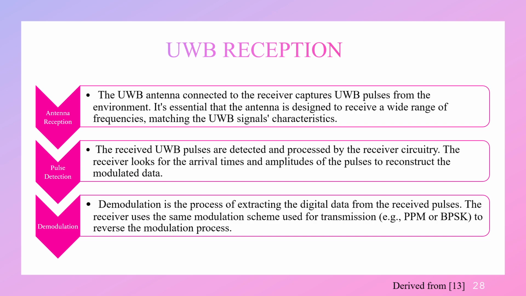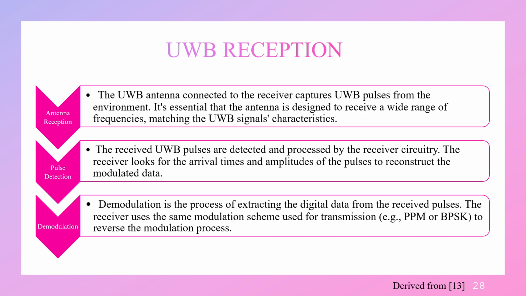The second step is the pulse detection. The received UWB pulses are detected and processed by the receiver circuitry. The receiver looks for the arrival times and amplitudes of the pulses to reconstruct the modulated data. The third step is the demodulation. Demodulation is the process of extracting the digital data from the received pulses.